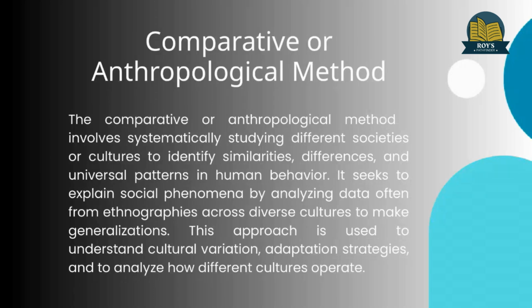The comparative or anthropological method is all about studying various societies and cultures in a systematic way. By looking closely at different groups, we can spot both what they have in common and what sets them apart. This helps us uncover general patterns in human behavior that might apply across cultures. Researchers often use ethnographies, detailed descriptions of people's lives, to gather their data. The goal is to understand how cultures vary, how they adapt to their environments, and how they function overall. This method allows us to make broader generalizations about social phenomena by comparing real-world examples from around the globe.